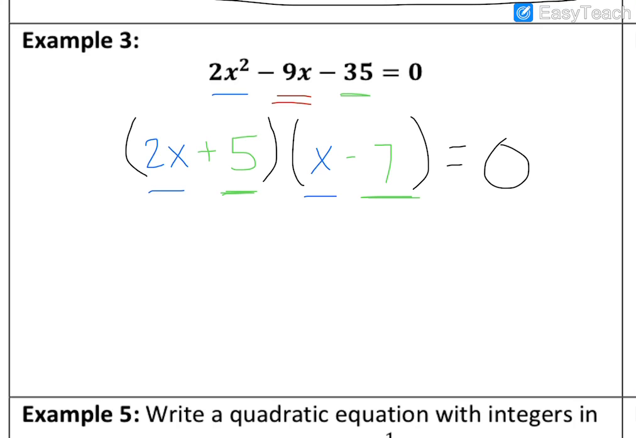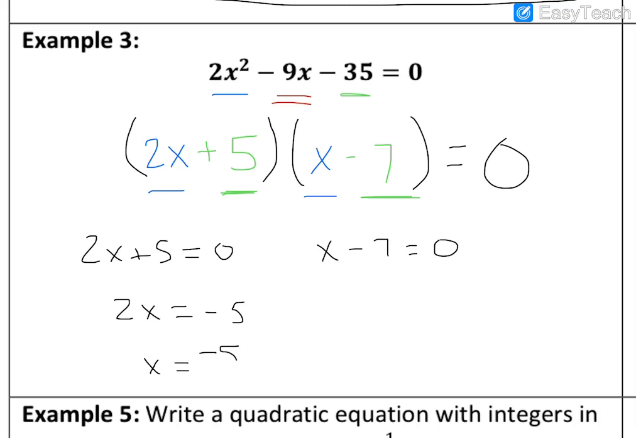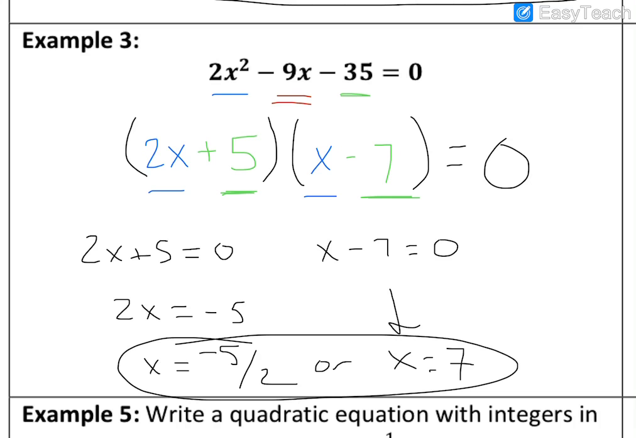And so then from there, all you're going to do is set each of those equal to 0. So 2x plus 5 equals 0, or x minus 7 equals 0. Here you're going to get 2x equals negative 5, or x equals negative 5 halves, or x equals 7. So those are your two solutions there.